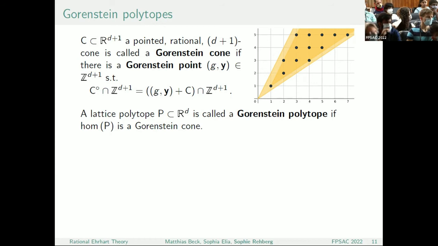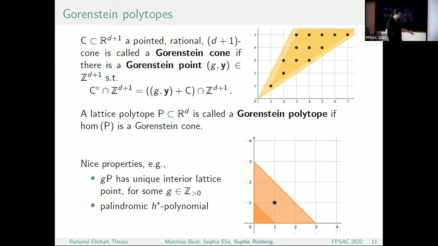Okay, for that we first need the definition of what a Gorenstein cone is. That's a pointed cone where we can find a point so that if we translate the apex of the cone to that point, this new cone still captures all the interior lattice points of the original cone. And then this point is called a Gorenstein point. You can see this in the picture here. You have this cone, and then you have this point here at (1, 1). And if we move the apex of the cone there, this new cone still captures all the interior lattice points of the original cone. And then we call a lattice polytope a Gorenstein polytope if the cone over the polytope is a Gorenstein cone, right? This construction of putting the polytope one dimension higher and coning over it.